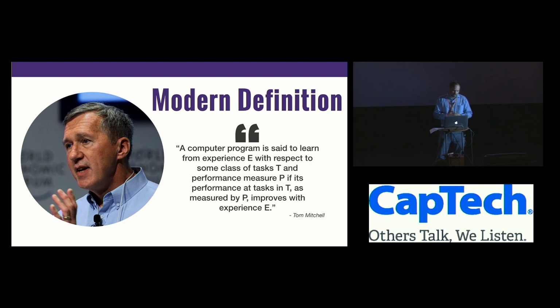A more modern definition of machine learning is Tom Mitchell's. He's an expert teacher of machine learning. He's got a scientific definition. I'm not going to read it. You can see it there on the board. But he posits the question, how can we build computer systems that automatically improve with experience, and what are the fundamental laws that govern all those learning processes?